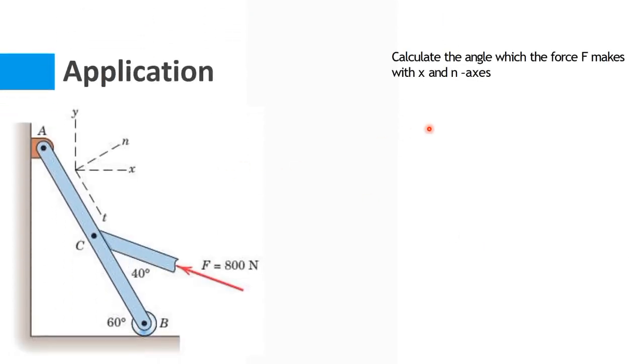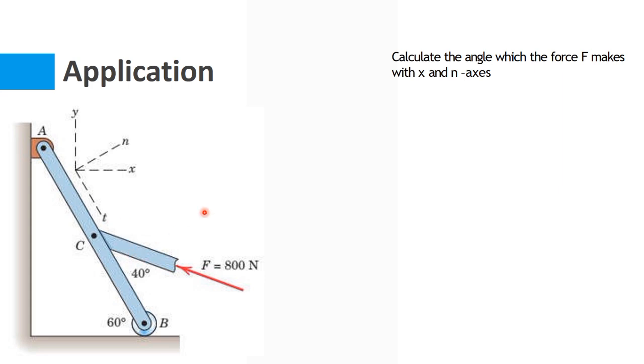Now we have another problem in which there is a metallic member which is supported by a pin support at point A and a roller support at point B, and there is another member which is connected with this member at point C with a pin, and a force of 800 Newton is acting on this member. We have to calculate the angle which the force F makes with the x-axis and the n-axis. So we have to find the angle of inclination of this force with the x-axis and with the n-axis.